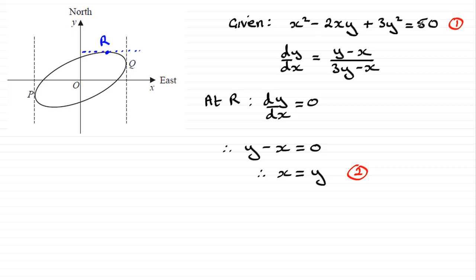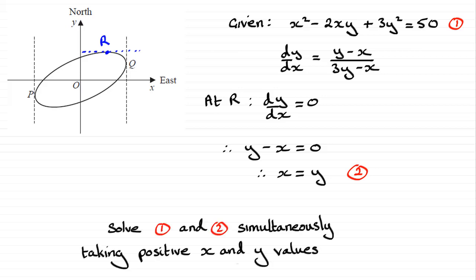We're going to get an equation in y, it'll be a quadratic equation. We'll get a positive and a negative value because the negative y value would correspond to a point down here on the curve. Its y coordinate would be negative. So we would solve them simultaneously, take the positive y value, substitute it back into this equation and take the positive x value. And that would give us the coordinates then of R. So in summary then, what we'll do is solve 1 and 2 simultaneously, taking the positive x and y values.